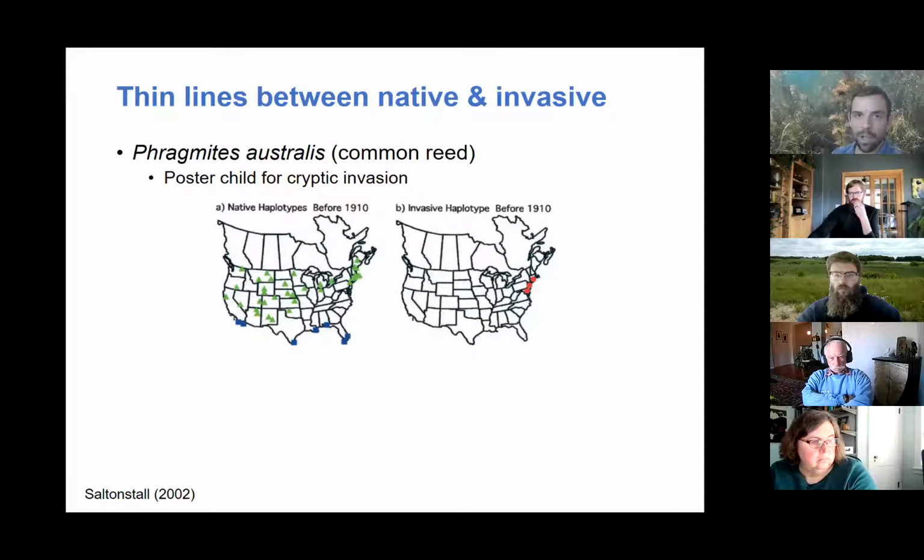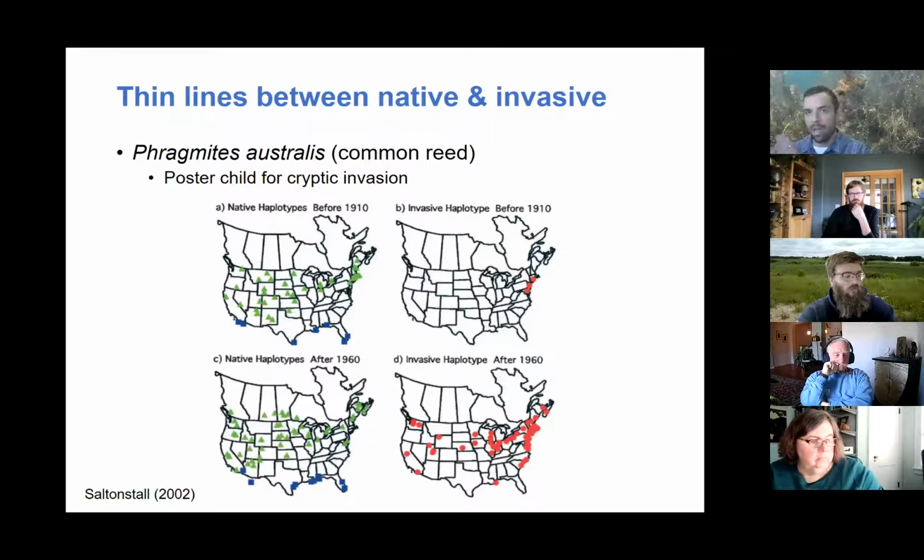So Kristen Saltonstall published a really influential paper in 2002, and she used contemporary sampling of populations as well as herbarium records to show this pattern of spread of an invasive genotype. So you can see on the right, there's just a little bit of the non-native Phragmites concentrated on the Northeast Atlantic coast before 1910. But over time, that really spread inward, westward, and expanded. And now there's high distribution throughout the lower 48 and into Canada.